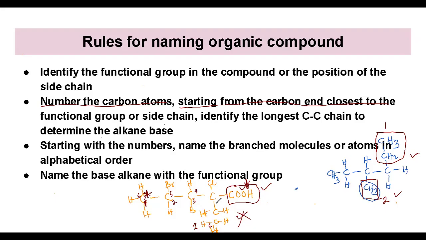Okay, so that's what I have there. Then I've numbered them starting from the carbon that is closest. So I said the closest carbon is numbered 1, 2, and 3. I'm following this numbering system that goes this way.